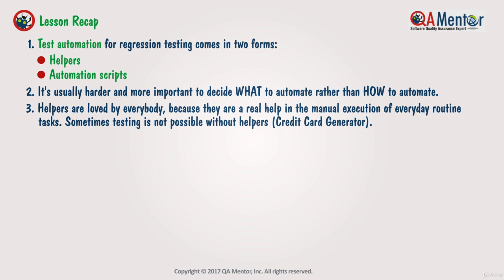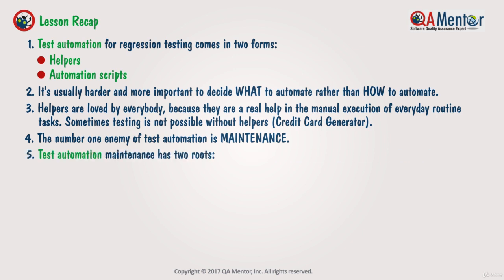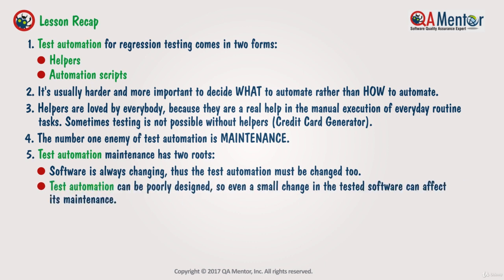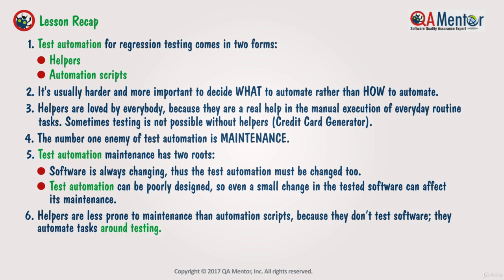Credit card generator. 4. The number one enemy of test automation is maintenance. 5. Test automation maintenance has two roots. Software is always changing, thus the test automation must be changed too. Test automation can be poorly designed, so even a small change in the tested software can affect its maintenance. 6. Helpers are less prone to maintenance than automation scripts because they don't test software, they automate tasks around testing. 7. API is a way software parts talk to each other.